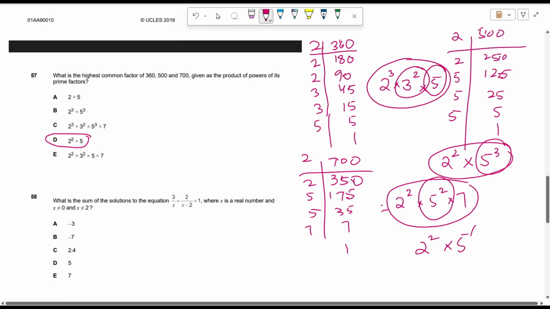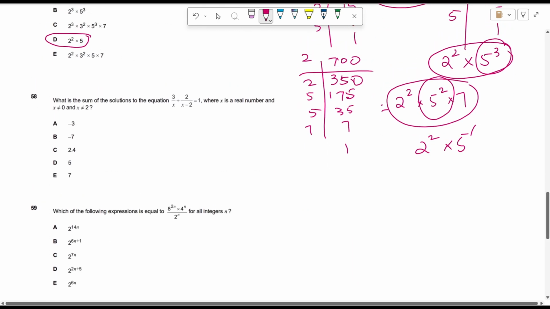I hope this question was easy, not difficult. Now we are supposed to solve question number 58, right? What is the sum of the solutions to the equation? The equation is given to us where x is a real number and x is not equal to 0 and x is not equal to 2 as well, right? Because if we apply 2 here, 2 minus 2 is 0, and 0 in the denominator would make the answer infinity, which we don't have to make. So we are just supposed to find where x is not equal to 0 and x is not equal to 2 as well.